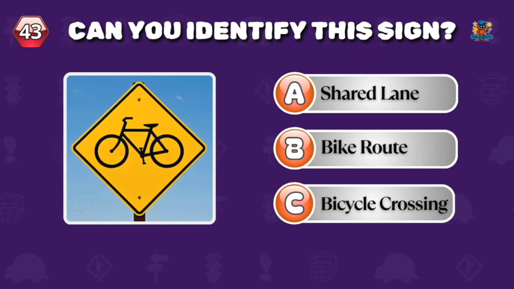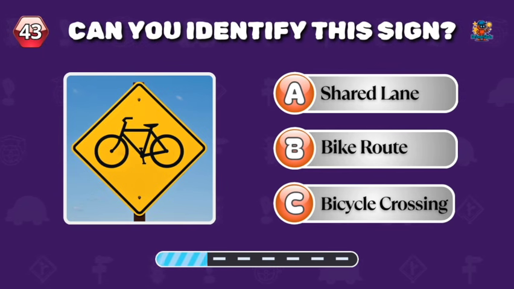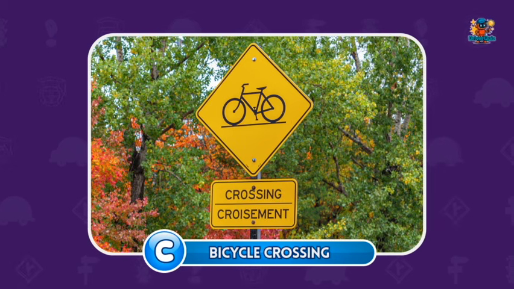Question 43. A. Shared lane. B. Bike route. C. Bicycle crossing. Bicycle crossing. Watch for cyclists crossing the road. Reduce speed and stay alert.